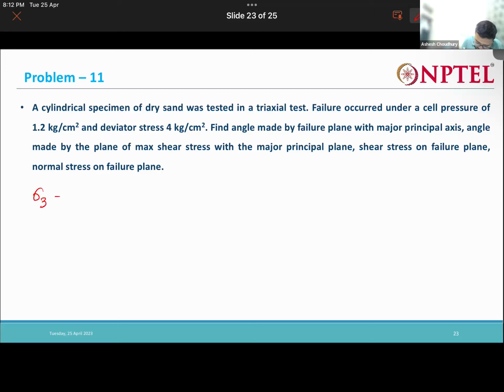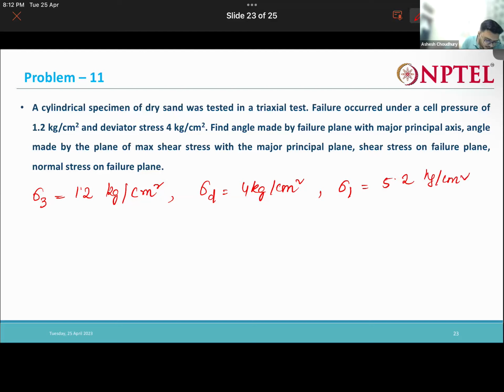Let us write sigma 3. Sigma 3 is given as 1.2 kg per centimeter square. Sigma d is 4. So what will be sigma 1? Sigma 1 is sigma 3 plus sigma d. So 5.2 kg per centimeter square.